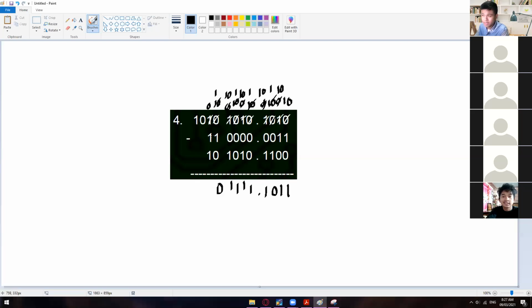0 minus 1 cannot be, so we have to borrow. But then again, this one doesn't have anything, so he has to borrow first from his neighbor. And then this 1 will become 0, 0 will become 10. And he now has money, so we can now borrow. So 10 will become 1, 0 will become 10. 10 minus 1 is 1. 1 minus 1 is 0. And then 1 minus 0 is 1. So there you go. This is the result of example number 4. So, were you guys able to follow?